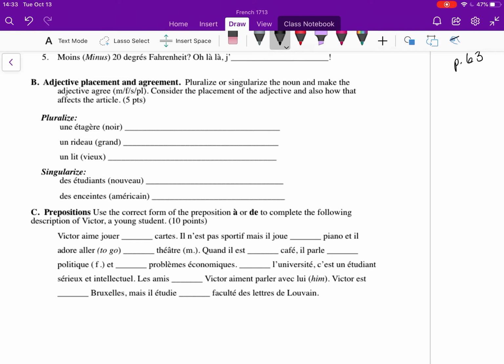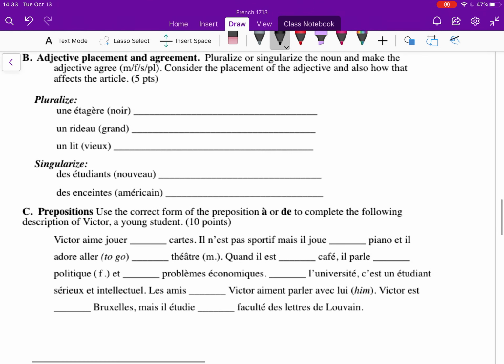Adjective placement and agreement. Pluralize or singularize the noun and make the adjective agree. Consider the placement of the adjective and also how that affects the article. So here we go. When we pluralize something, you're giving an article, then the noun, and then the adjective. The adjective in parentheses is going to be given to you as a masculine singular thing.